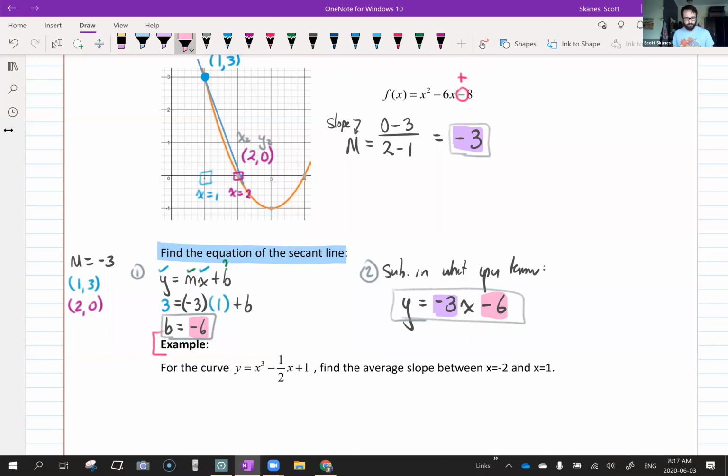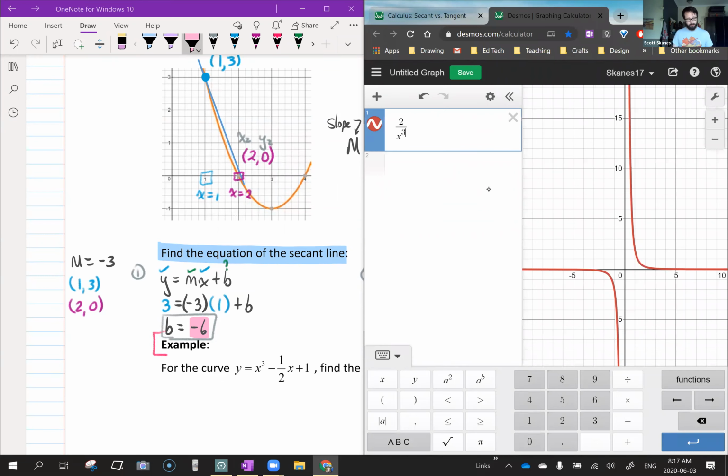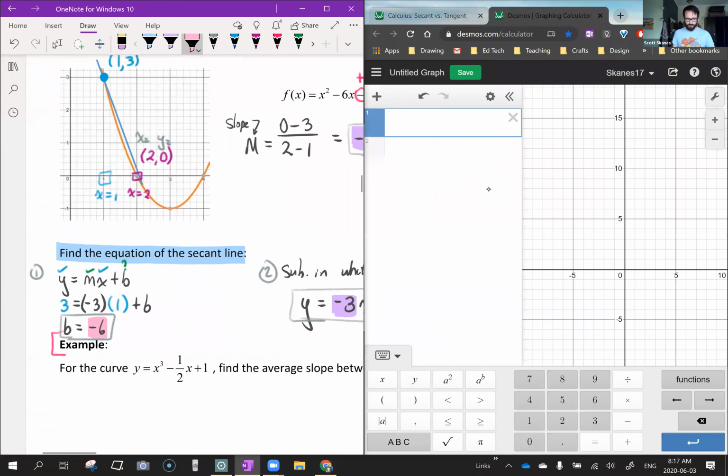As usual, allow me to use my favorite tool in the universe, Desmos. And it really is one of the best math tools out there. It doesn't matter what level you're at.